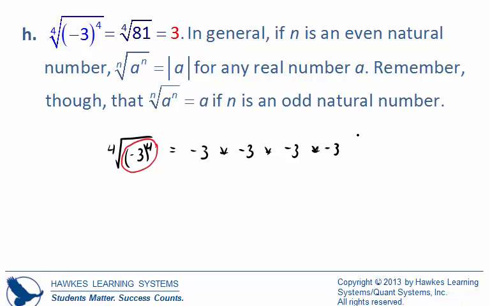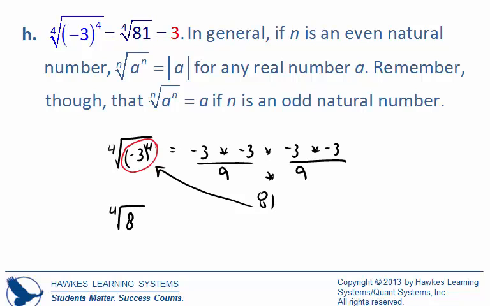And so negative 3 times negative 3 is going to be a positive 9. Negative 3 times negative 3 will be a positive 9. 9 times 9 will equal 81. So 81 is the same thing as negative 3 raised to the 4th power. So I'm going to substitute that in. And now we're looking at the 4th root of 81.